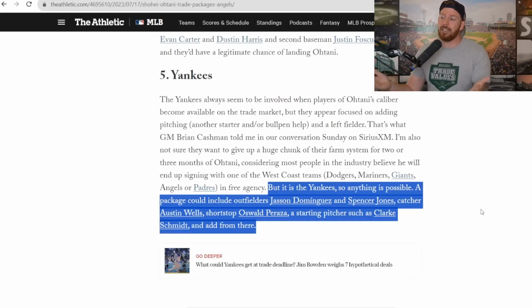So I don't know if I see the Yankees doing this, but it is the Yankees at the end of the day. They could do something crazy. He would help their team. They are slumping lately, so Ohtani would be a big lift. So who knows? I think more likely not. But let's take a look at the package here. He says here, a package of Jasson Dominguez, Spencer Jones, Austin Wells, Oswald Peraza, and a pitcher like Clarke Schmidt.